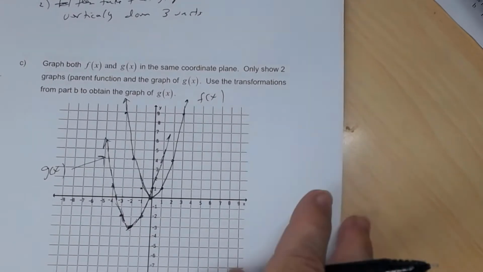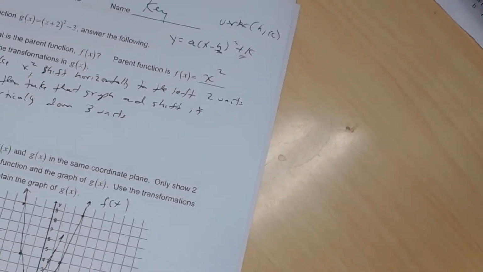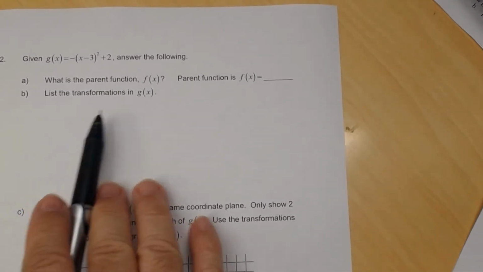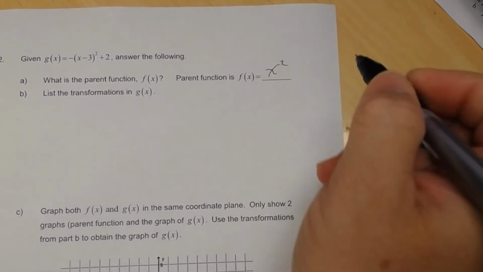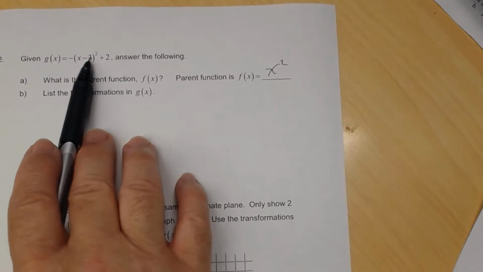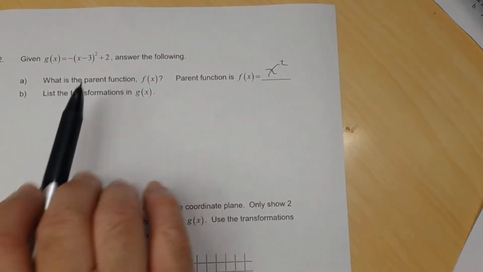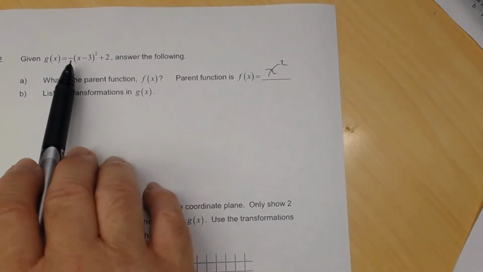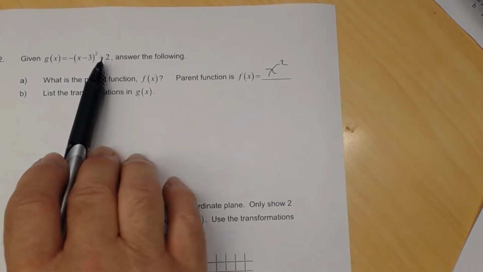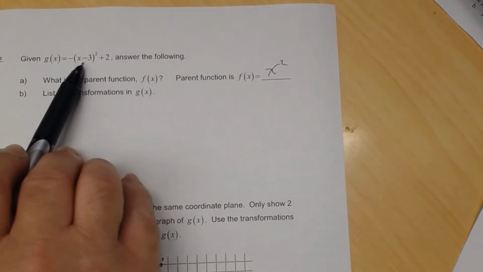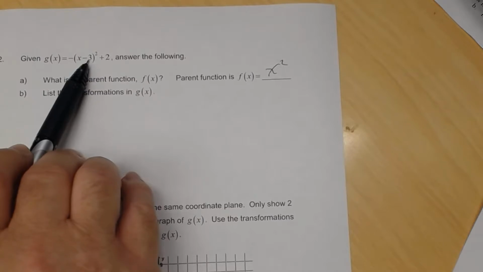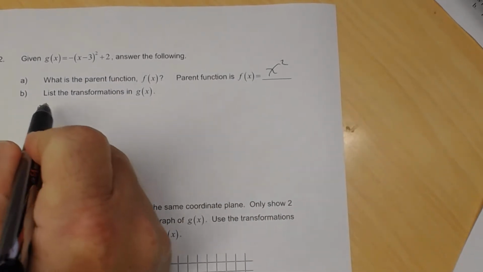Okay. Now, number 2. This time again, you're dealing with a quadratic function, so my parent function will be x squared. And this time there are 3 transformations: a reflection, a horizontal shift, and a vertical shift. Remember, when there's a reflection involved, you must do the vertical shift last. It doesn't matter which of the other 2 you do first. You can do the reflection first, or the horizontal shift first.